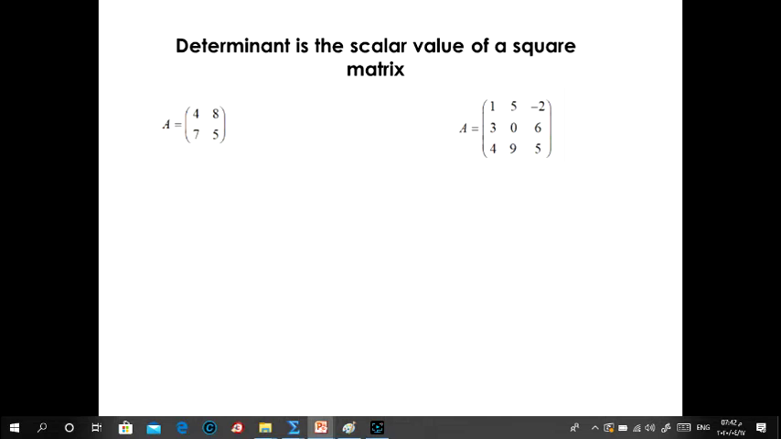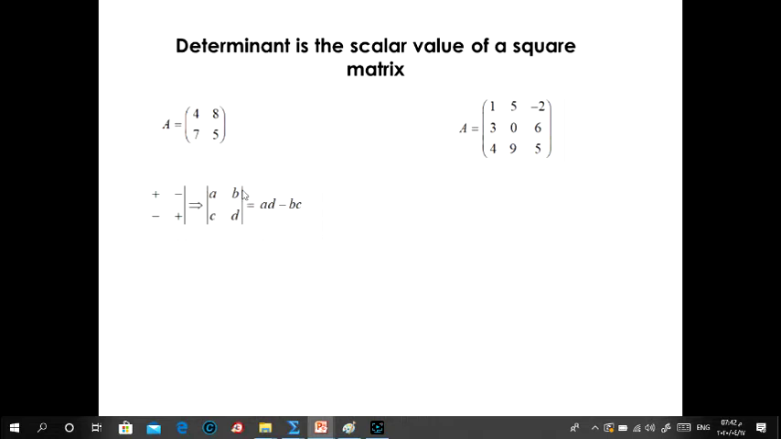When we try to find this value, we use something called the sign rule. The sign rule is that the first leading element is positive, and the next is negative, and so on. And we will start with negative for the second row, then positive, negative, positive, and so on. And this is our continuous process.